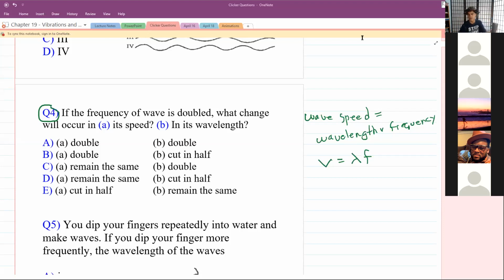Take about 20 seconds, think about that, and then when you have a decision, please use the poll to just put in, what do you think? A, B, C, D, or E? What happens to its wave speed? What happens to its wavelengths? Don't be afraid to vote. We only got 2 out of 14 voting. Throw up a vote. What do you think? And I'll tell you what, I'm going to give you a hint. The answer is not B.